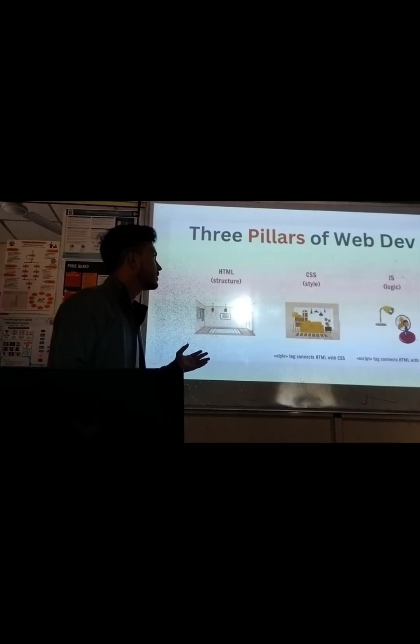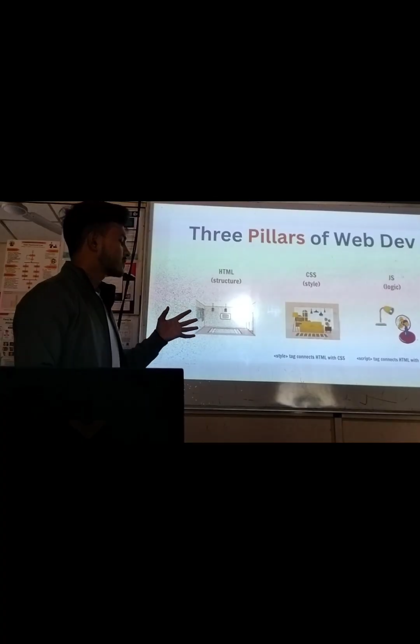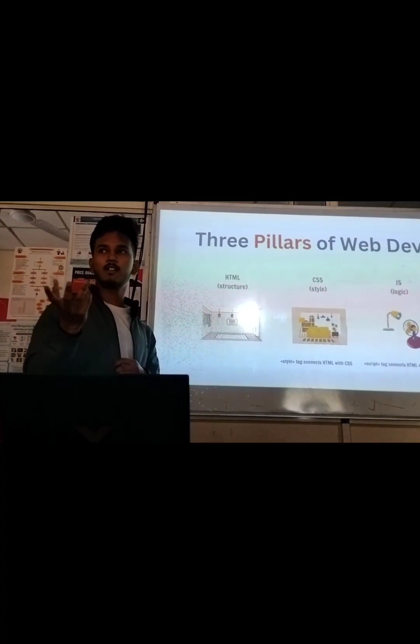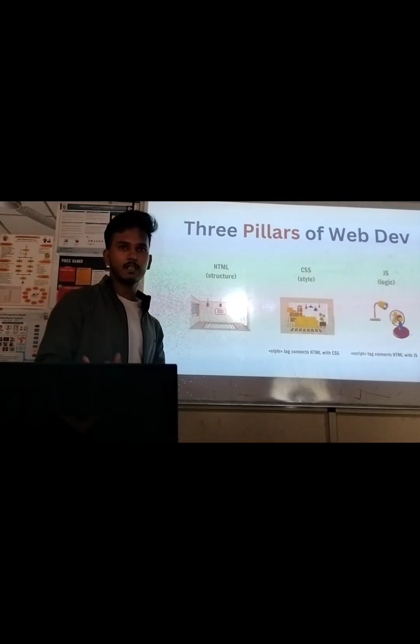As we know, there are three pillars of web development, that is HTML, CSS and JavaScript. HTML provides structuring of the web page, CSS provides styling of the web page, that is adding colors and animations, and JS provides logic, that is functionality of the web page and event handling.